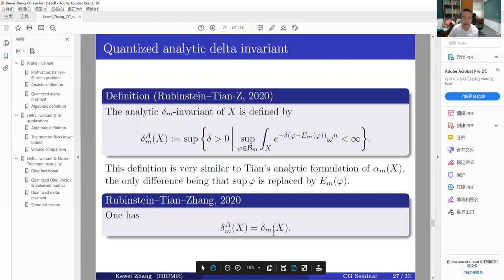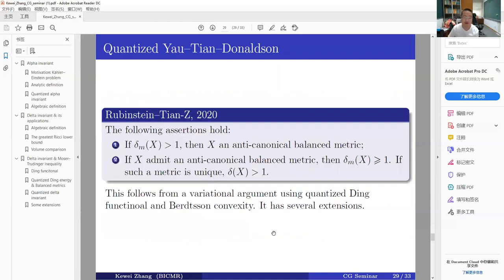Then let me state several applications of this. First, one can show this quantized Yau-Tian-Donaldson result, which says that the algebraic delta M invariant is also a stability threshold for the existence of anti-canonical balanced metrics. And the result is very similar to the classical statement for Kahler-Einstein metrics. Basically, you replace Kahler-Einstein by balanced, and you replace the delta invariant by the delta M invariant.